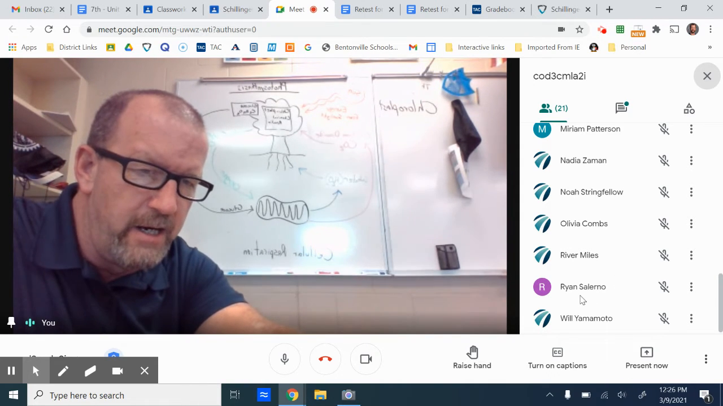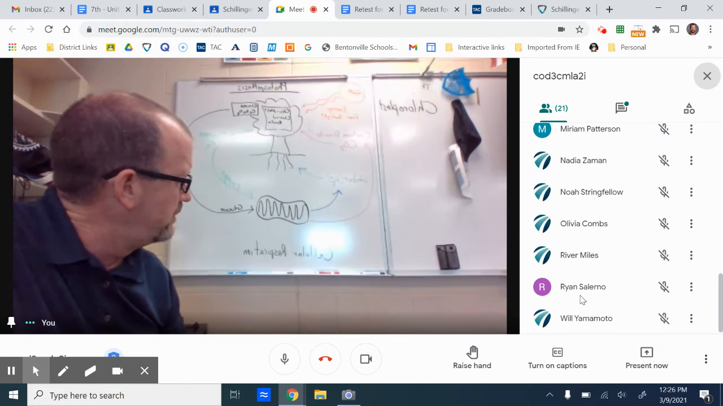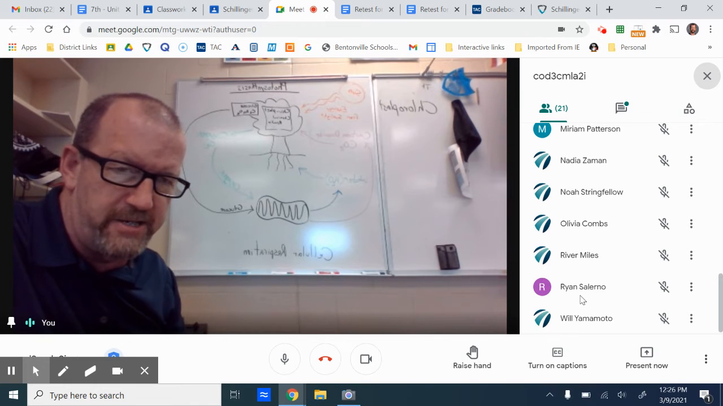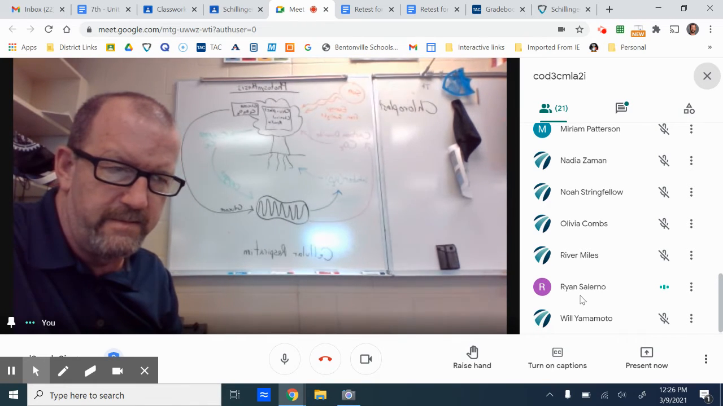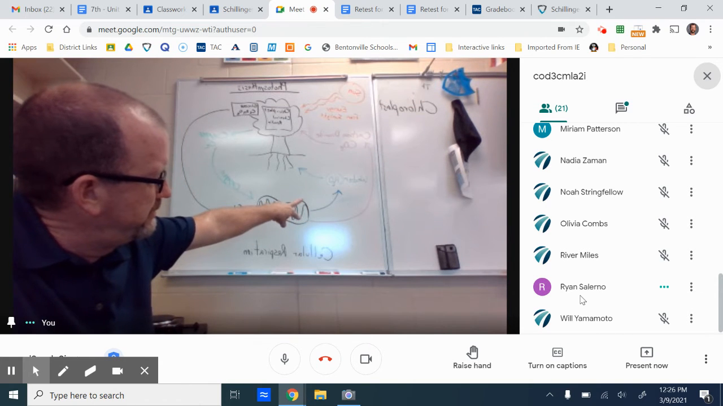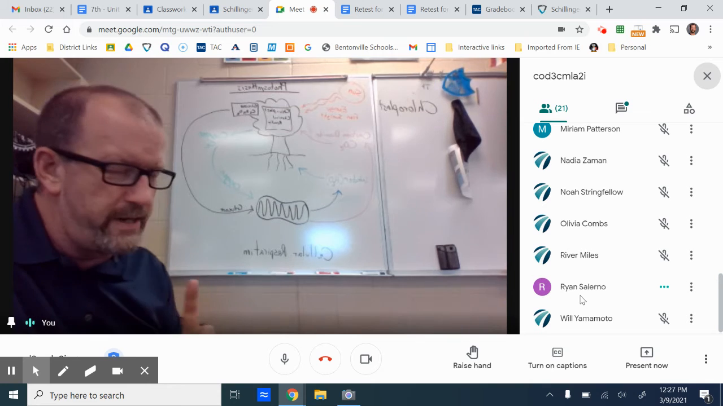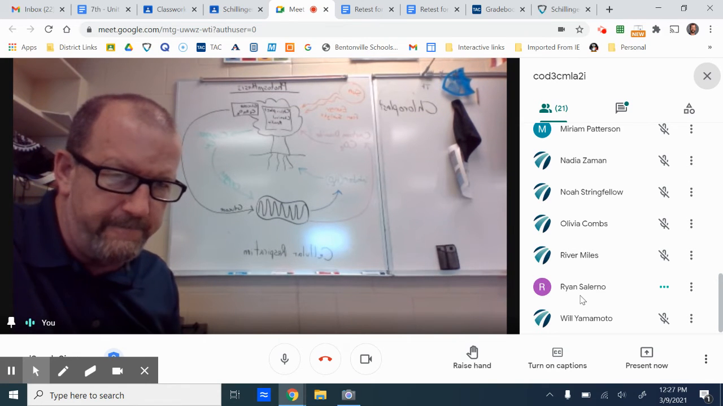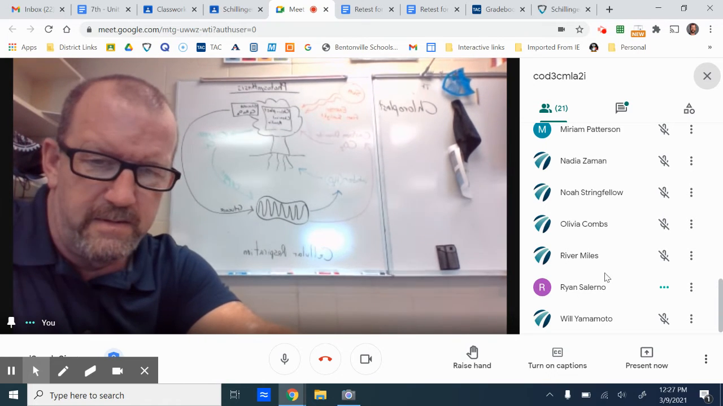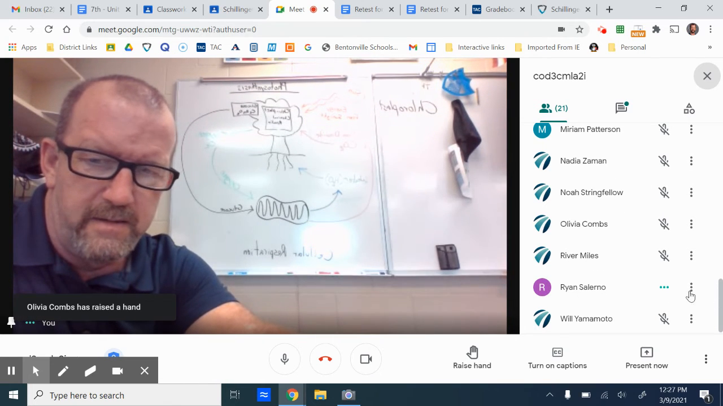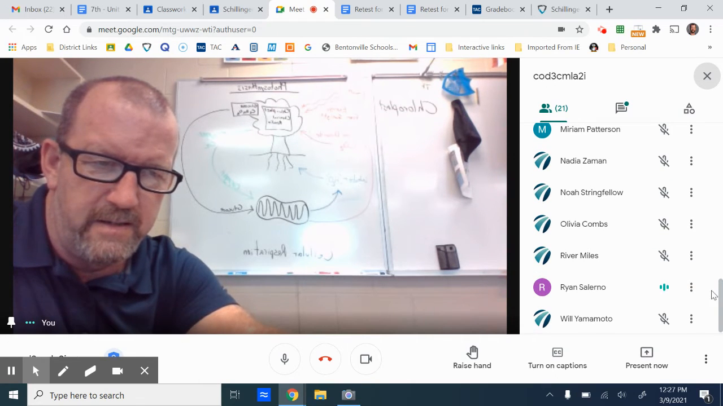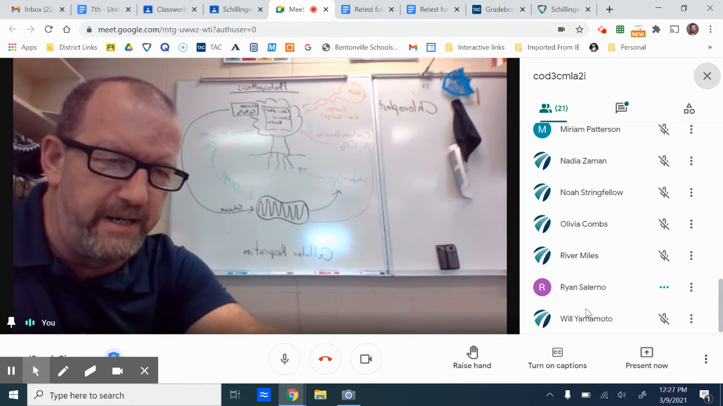Let's see. Ryan, what would the third thing that comes out of cellular respiration be? We already got CO2 and we got water. So there's one other thing besides CO2 and water that comes out. Nope. That's one of the inputs.